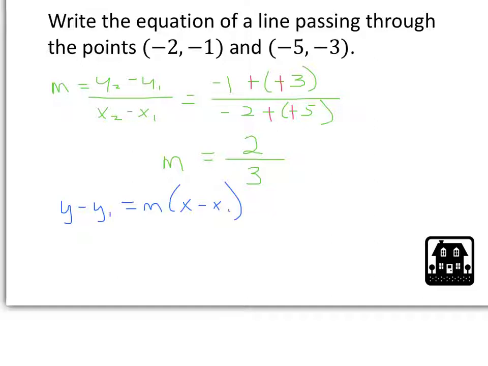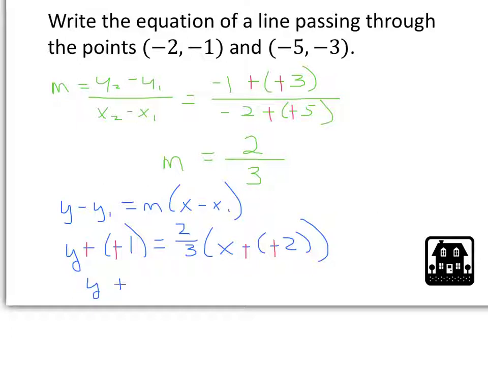So let's do y minus -1 equals m times x minus -2. And again, we change minus and negative to plus a positive. You'll be able to do that in your sleep pretty soon. So we get y plus 1 equals 2/3 x plus 2.